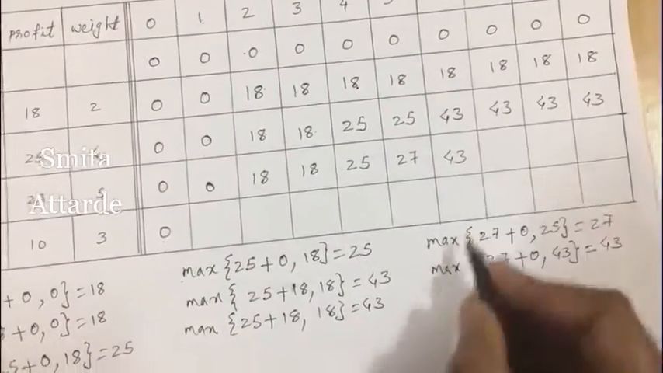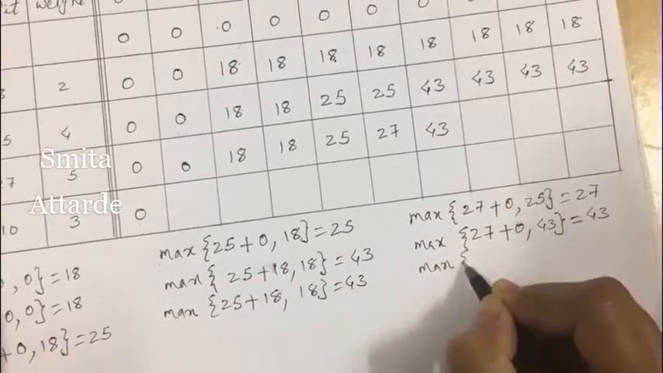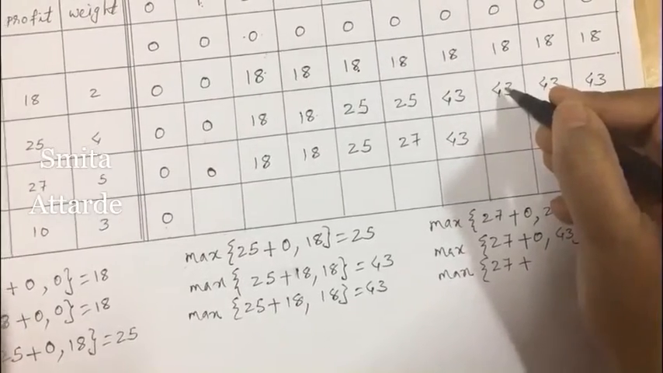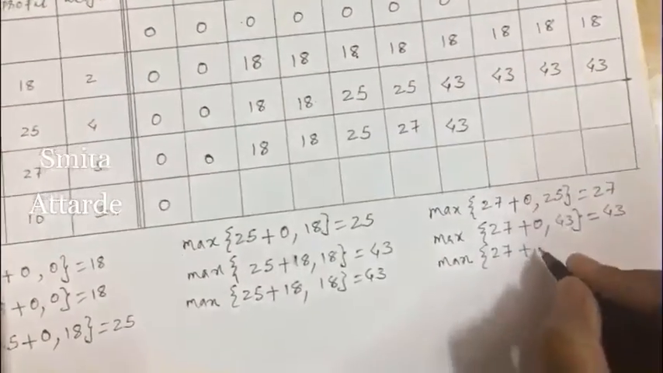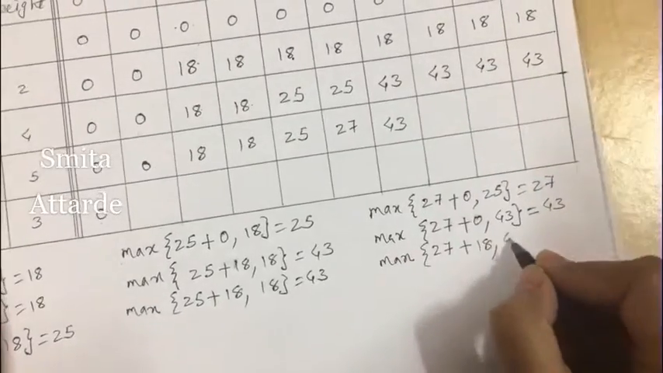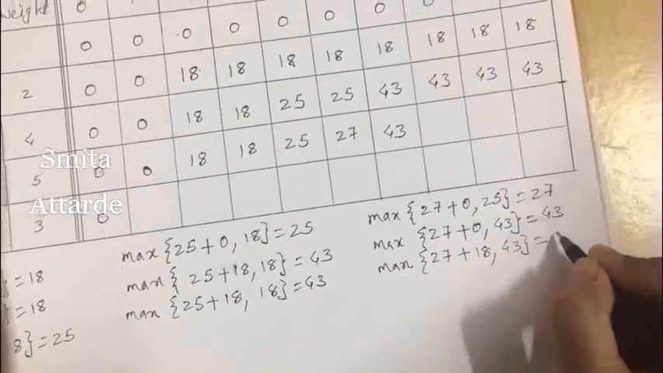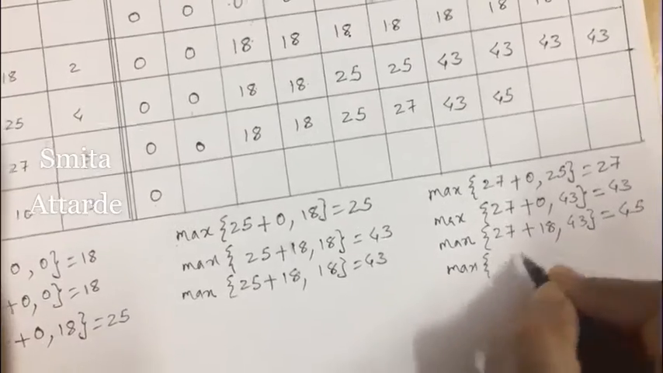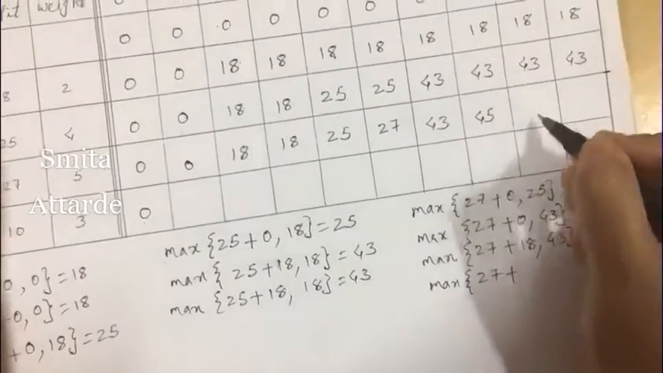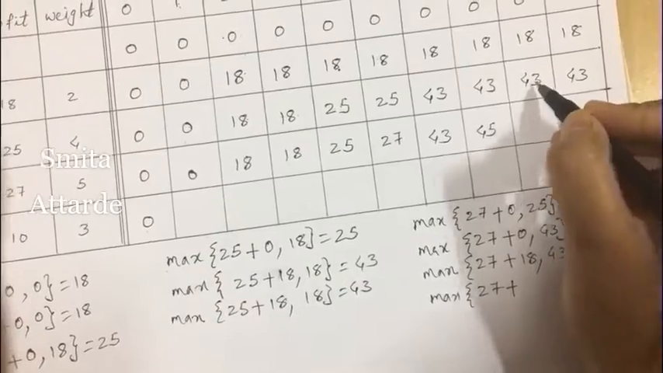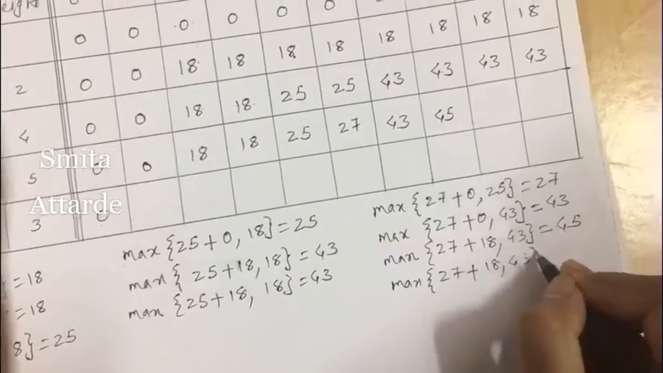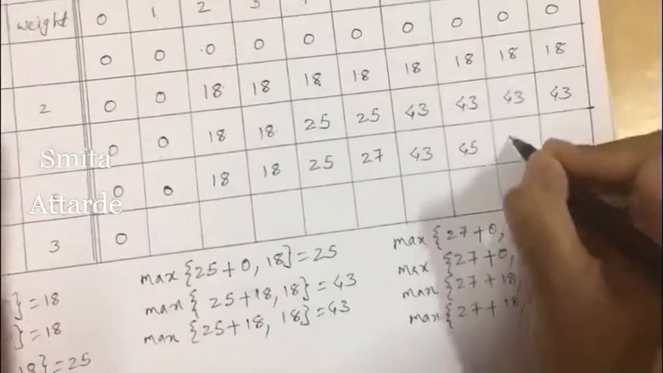Next, this cell value, again I'll use the formula. Maximum of profit of this item is 27 plus, go one row above and 5 steps behind. 1, 2, 3, 4, 5. So this is 18 and the above value is 43. So this comes out to be 45. So I'll write here 45. Next, again profit of this item is 27 plus, go one row above, 5 steps behind. 1, 2, 3, 4, 5. So 18, the above value is 43. So again I'm getting here 45.